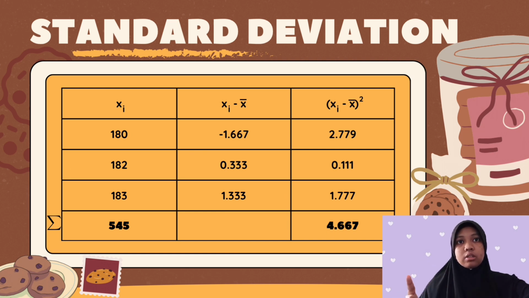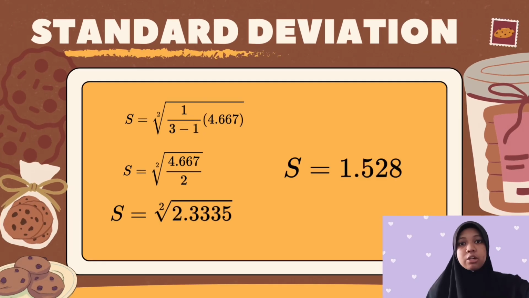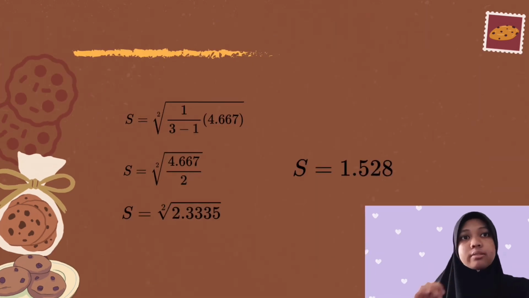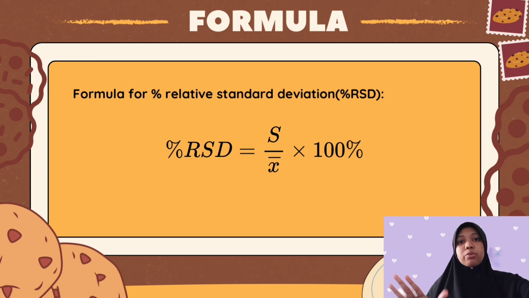181.667. So the sum of the power of 2 of data minus mean is 4.667. So this is how we calculated the standard deviation, where the n is changed into 3, which is the count of the data. The result based on the formula shows that the standard deviation for the data is 1.528.